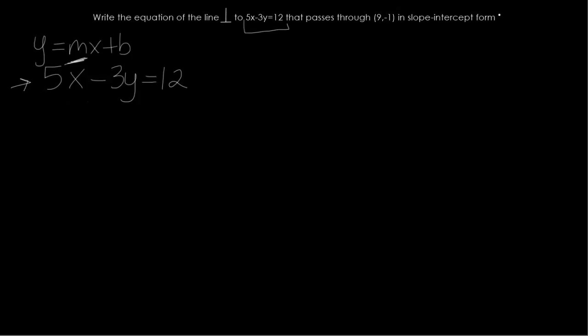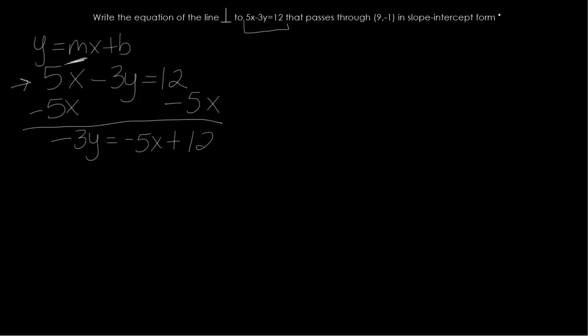How do I do that? Well, I need to isolate y, right? So let's get rid of everything that is on the side with the y. Let's start with getting rid of this 5x. I'm going to subtract 5x from both sides of the equation. So what am I left with here? That gives me -3y equals -5x plus 12. Am I done yet? No, I need to isolate the y.